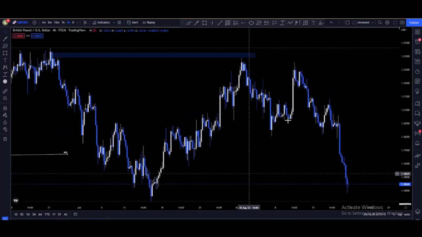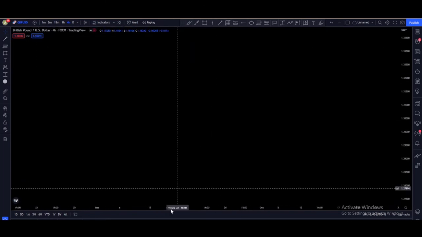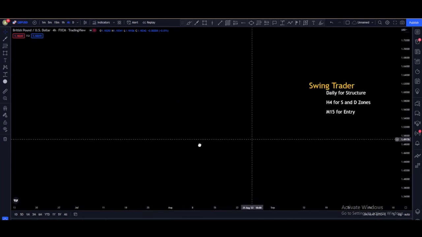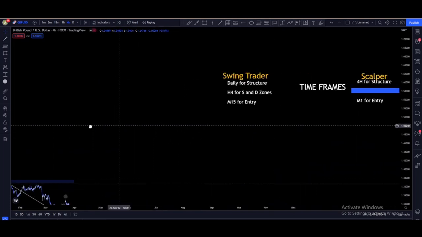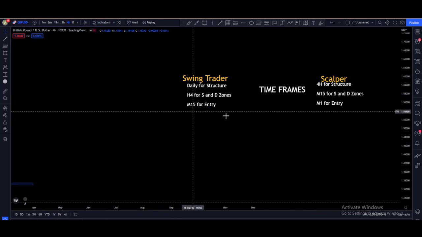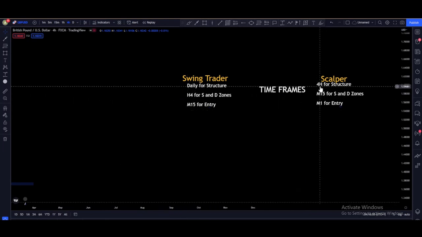So a quick recap: these are the 3 time frames I advise scalpers and swing traders to use. For swing traders, I advise daily for structure, H4 for S&D zone, and M15 for entry. For scalpers, I advise H4 for structure, M15 for S&D, and 1 minute for entry.